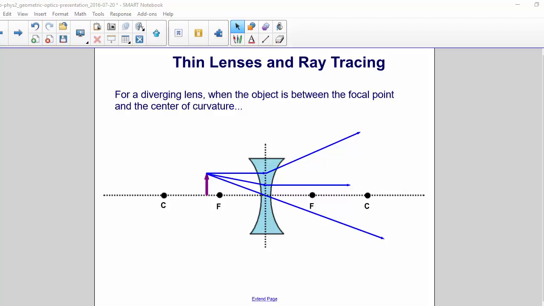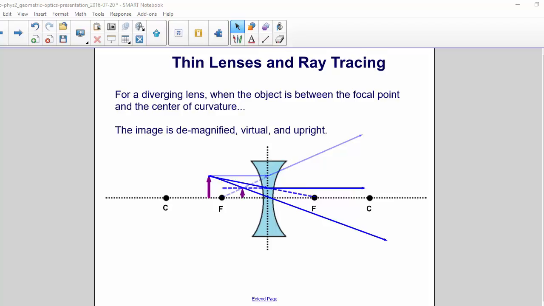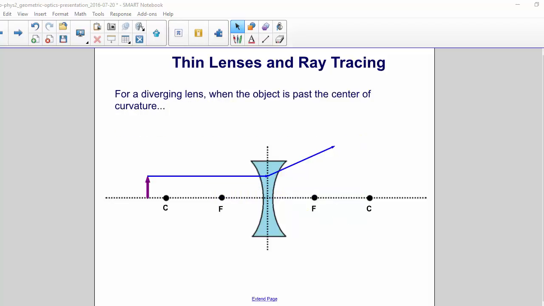As you can see, these three rays will not intersect, so we need to draw dotted lines back in the other direction. Now this image is demagnified because it's smaller, it's virtual because it's on the opposite side of the observer, and it's upright because it's right side up.